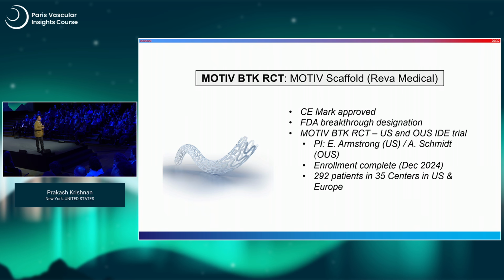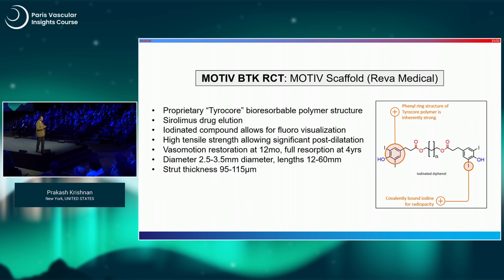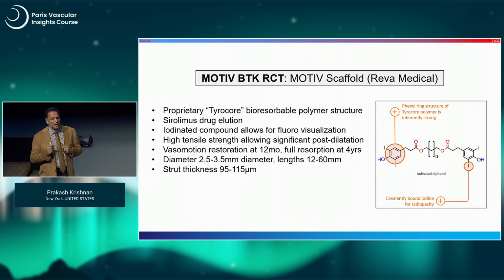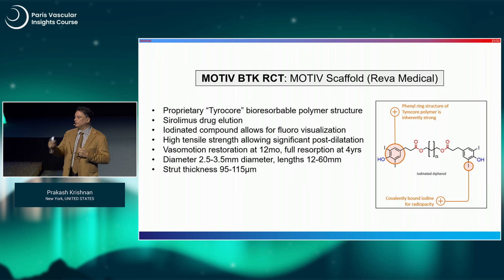Now, this particular scaffold is exciting compared to the Esprit BTK, because you can actually see the scaffold and it comes in longer lengths. Part of the limits of the Esprit BTK is the longest length available is 38 millimeters, and obviously the visibility of the scaffold is very, very low. As far as the technology behind the Motive, it's a proprietary Tyrocore resorbable polymer drug structure with sirolimus drug elution. And the beauty here is that there's iodinization of this to allow you to see it on the fluoro, which is very challenging with the current Esprit stent.